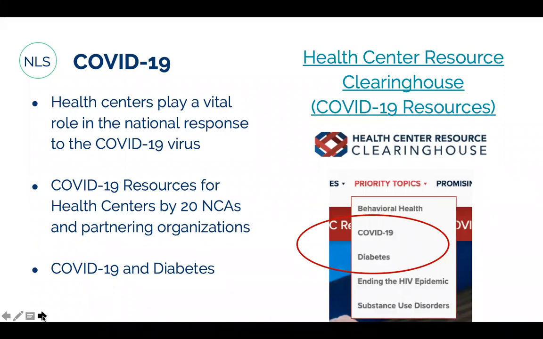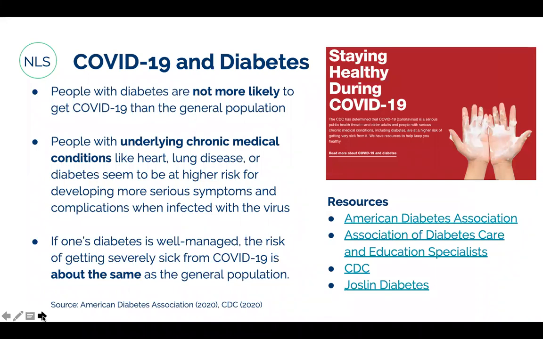In relation to this webinar, there is a clear connection between COVID-19 and diabetes. People with diabetes, according to the ADA, are not more likely to get COVID-19 than the general population. However, people with underlying chronic medical conditions like heart disease, lung disease, or diabetes seem to be at higher risk for developing more serious symptoms and complications when infected with the coronavirus. If one's diabetes is well managed, the risk of getting severely sick from COVID-19 is about the same as the general population.